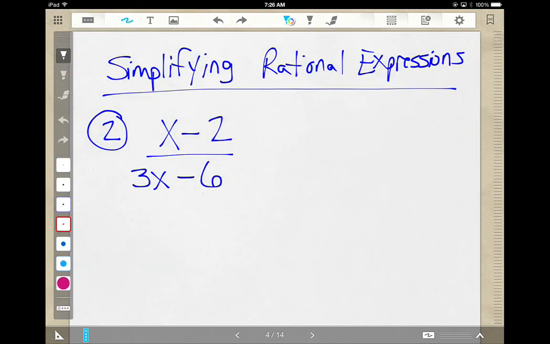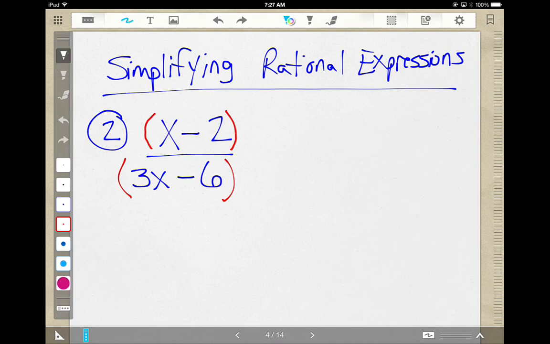Example number 2. Another thing you have to understand is x minus 2 on the numerator is an entire group. So you might be tempted to go, oh, I'll cross out the 2 and the 6. That reduces it to 3. That would be fine, except groups cannot be broken up. X minus 2 is a group, so we can't do it that way. We have to think of x minus 2 as one number. And 3x minus 6 is one quantity, one group of factors.